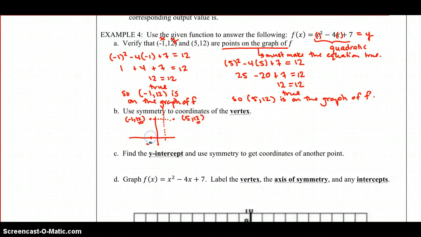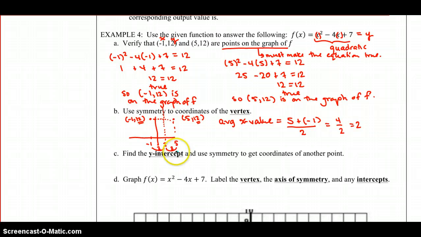So this was at -1, and this was at 5. So we need to find the value of x that's midway between those. If we find the average x value, that would give us 5 plus -1 divided by 2. And so this would give us 4 over 2, which is 2. That should make some sense because this distance would be 3 and this distance would be 3. So that would be our midpoint, equidistant to each of those endpoints. So that gives us the x-coordinate of the vertex.